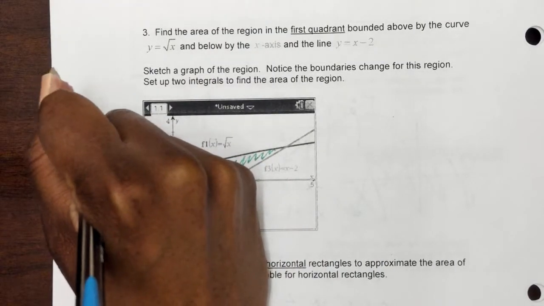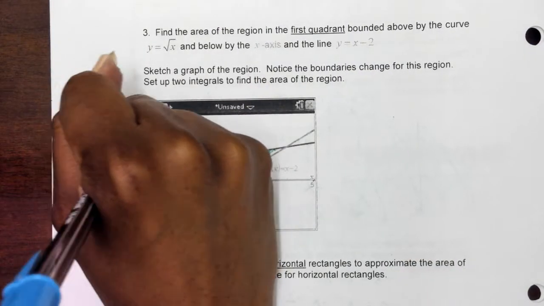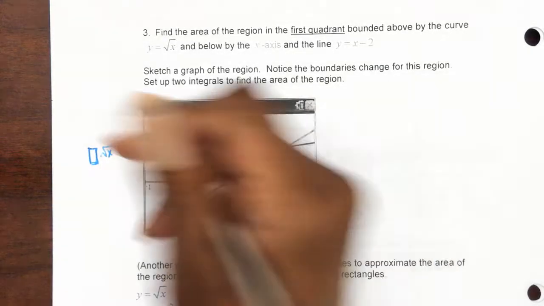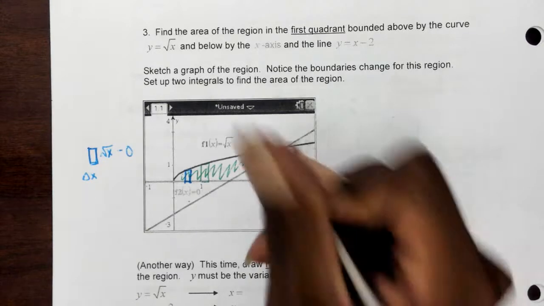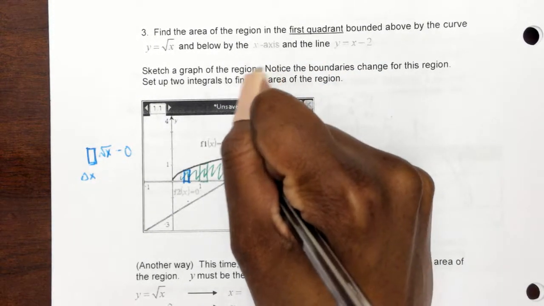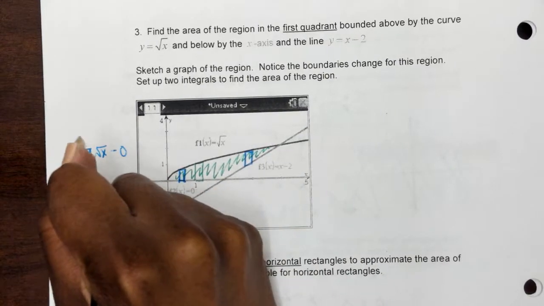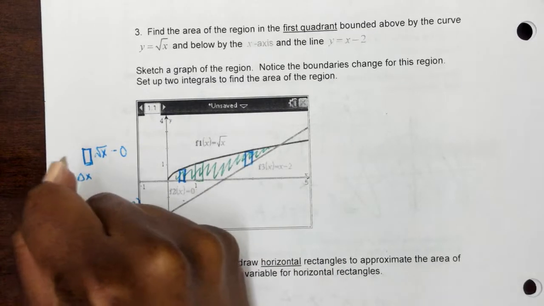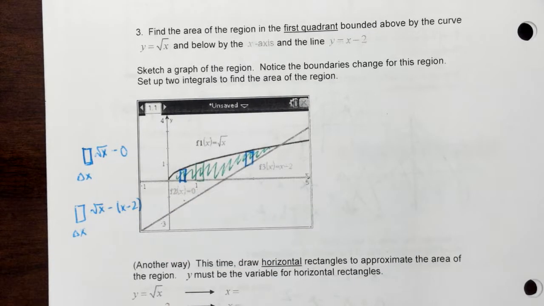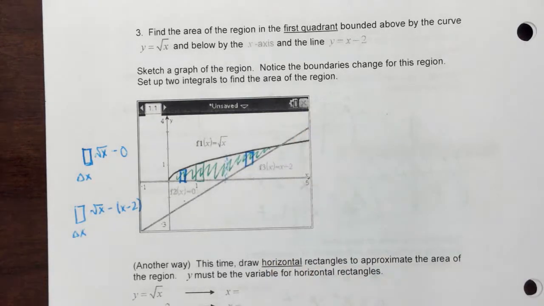that height is going to be square root of x minus this line of 0, with a change of x being the base. But over here, we have a height of square root of x minus 2 and a base of change of x. So we have 2 separate integrals that we're going to have to find here.